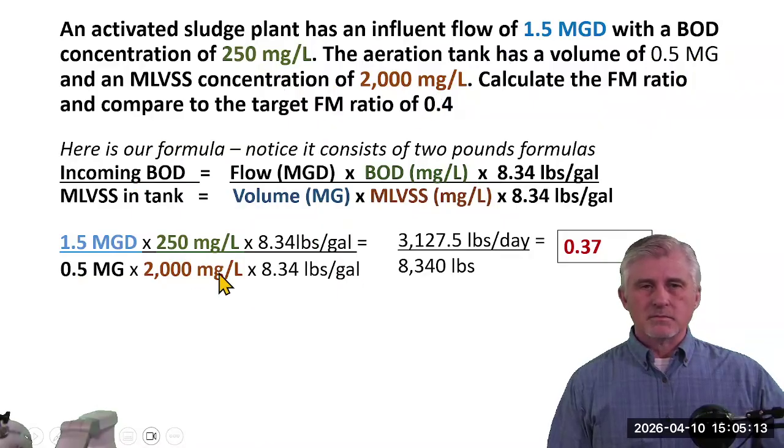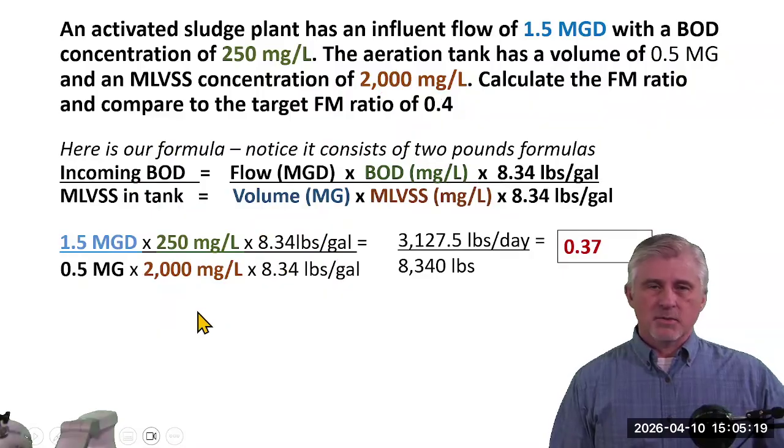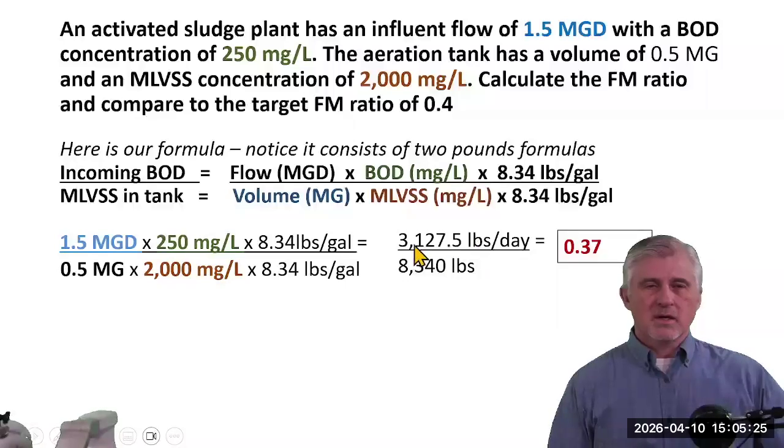So as I said, you could cancel out the 8.34 pounds per gallon. You don't even have to cancel them out; you don't have to figure them into your problem. So on the top, we get 3,127.5 pounds per day, and on the bottom, we get 8,340 pounds, which gives us a food to microorganism ratio of 0.37.